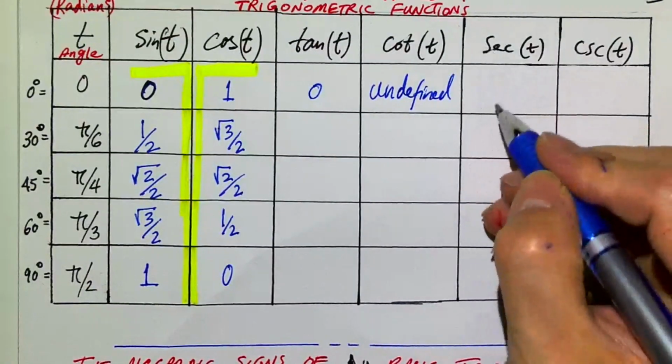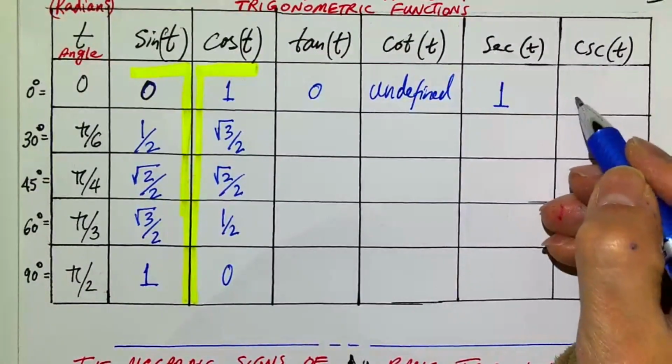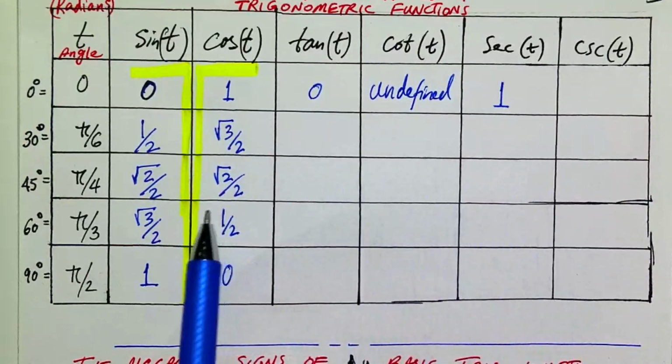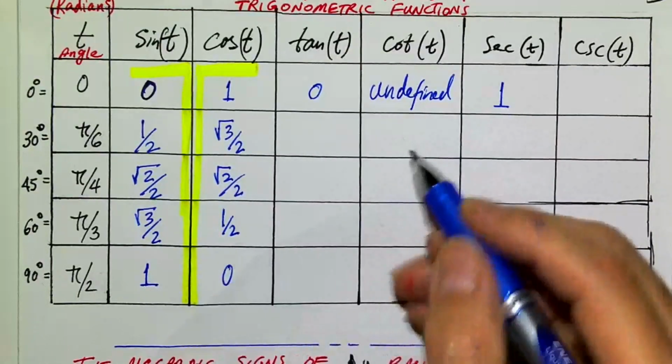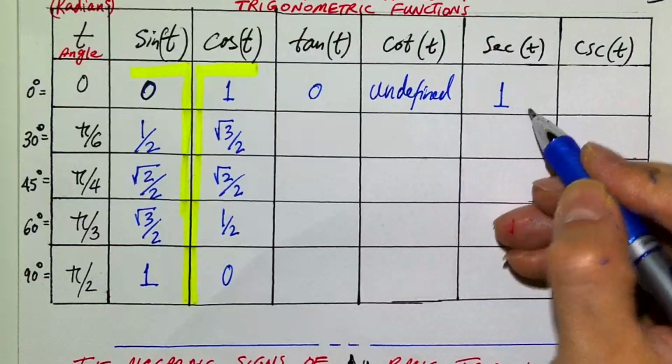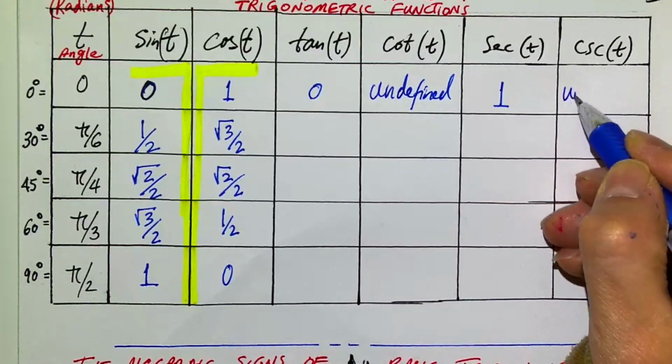And then let me fill in the rest of this. So 1. But you can verify. If you know this, you can verify all these quantities based on this and the formulas I gave you on the first page of this session. And cosecant would be undefined.